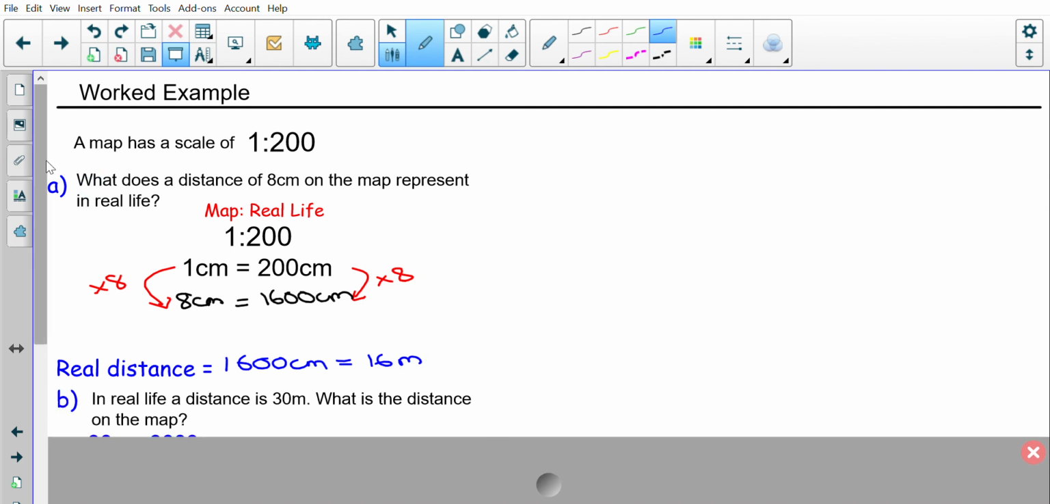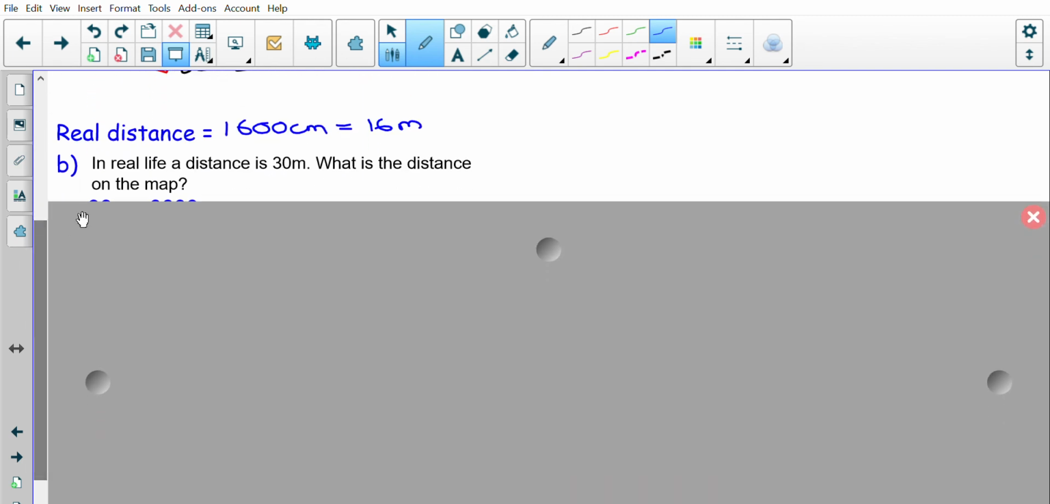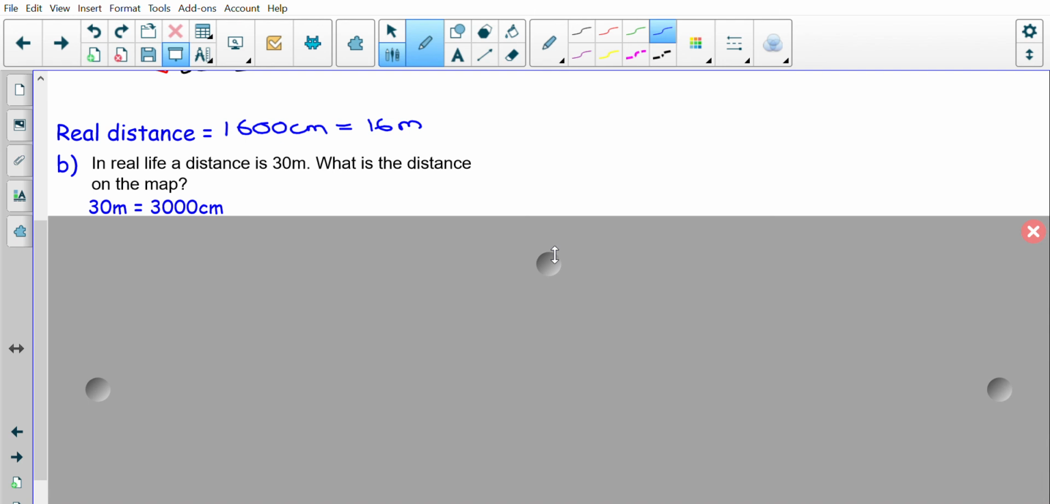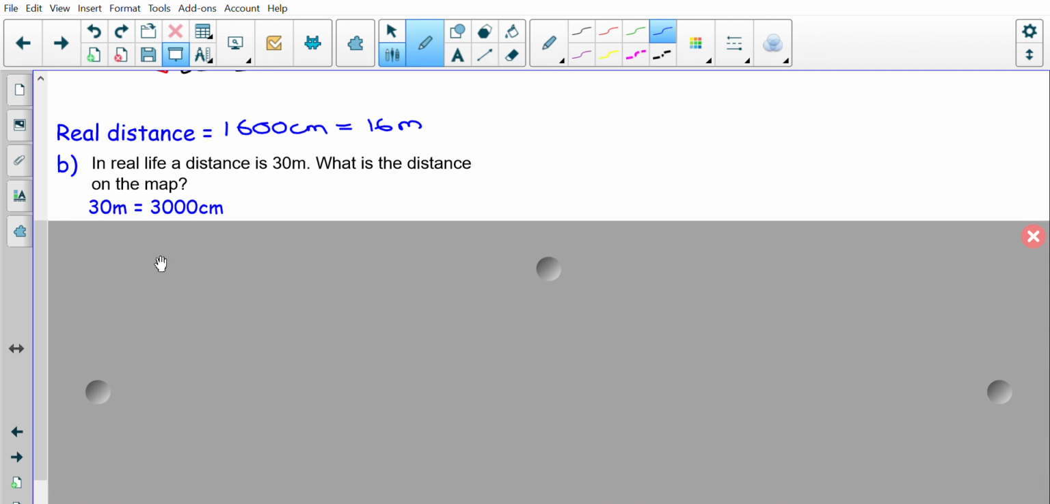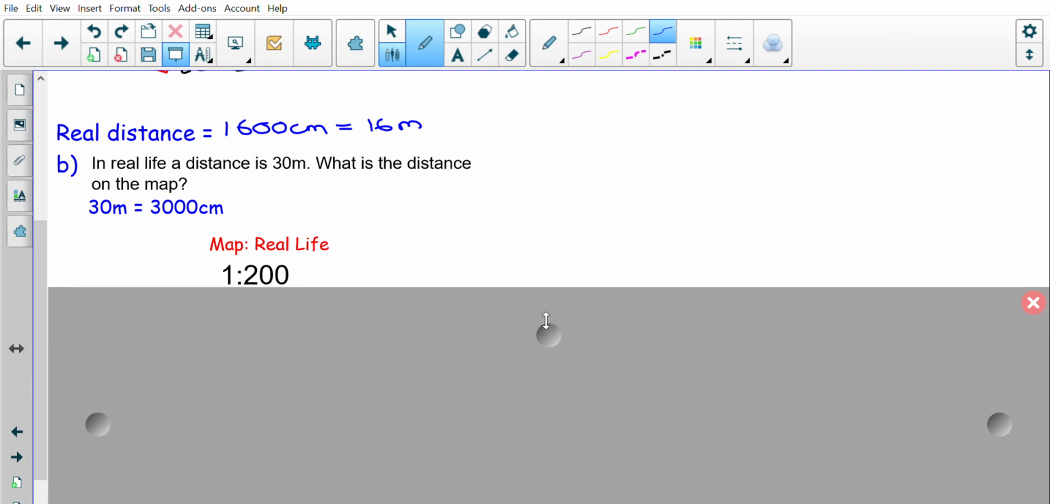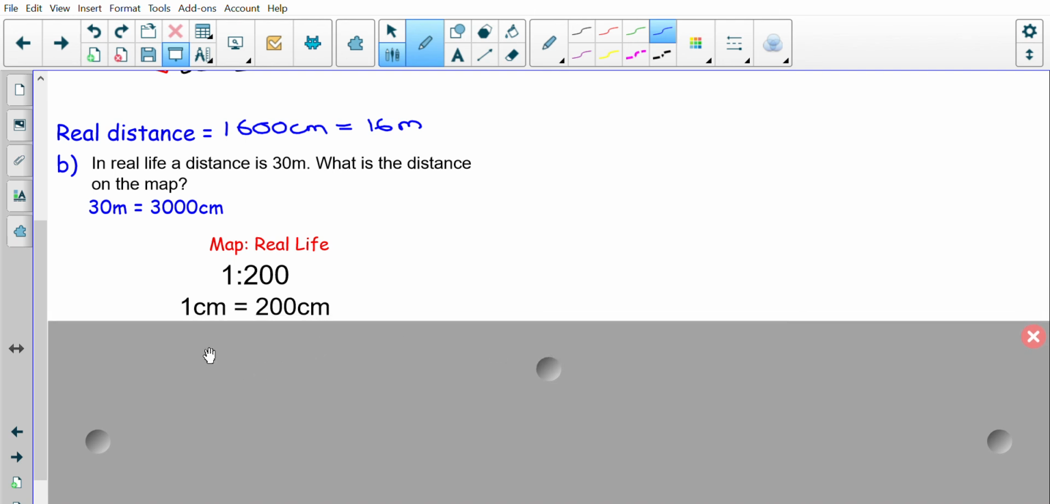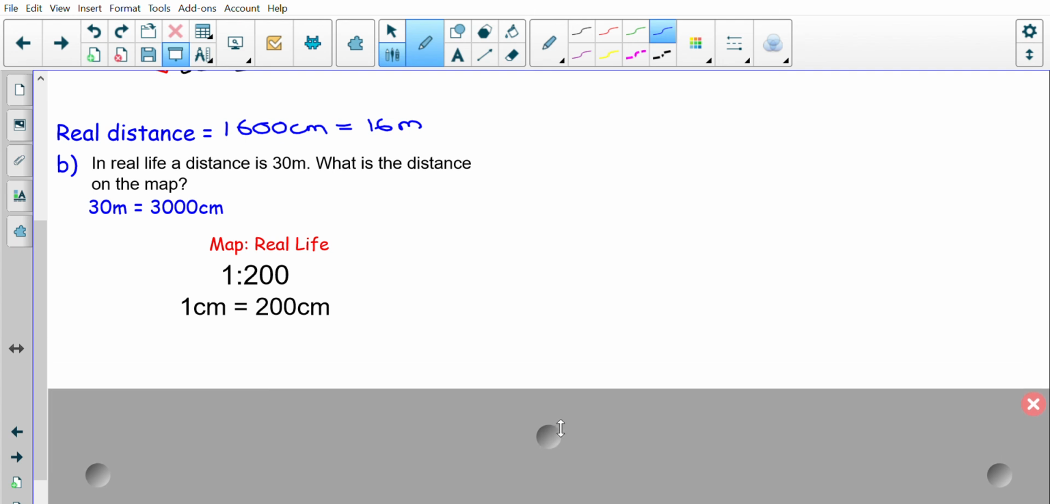Part B of this example gets us to work back the other way. We've got the real life distance of 30 metres. What is the distance on the map? So we're going to continue working in centimetres. So the first thing we're going to do is convert the 30 metres into centimetres by multiplying by 100. So 30 metres is 3,000 centimetres. Start with the ratio we've been given again. Map side is 1 and real life side is 200. And we know that means 1 centimetre on the map equals 200 centimetres in real life.